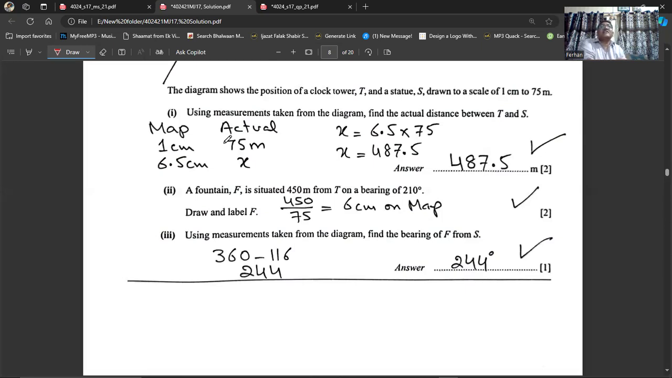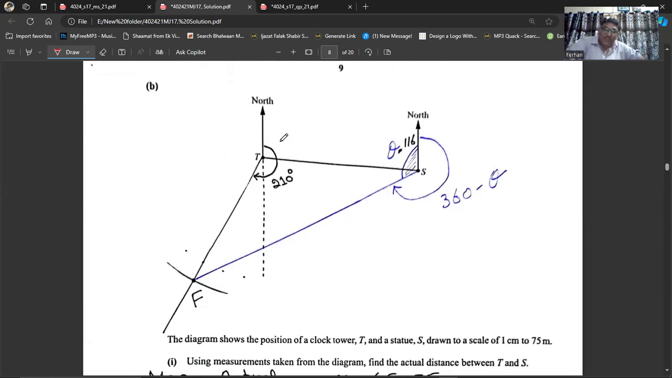According to the scale, 75 meters are represented with 1 centimeter. So I will divide 450 meter by 75 meter and I will get 6 centimeters. So I will open my compass 6 centimeter. I will put the needle of the compass at T. Technically, we say I will take T as the center and draw an arc of 6 centimeter. When this 6 centimeter arc cuts that bearing line, there is that point F. I hope you understand how I have done this. My compass needle is here and my compass has a radius of 6 centimeter. So F is defined. F is here.